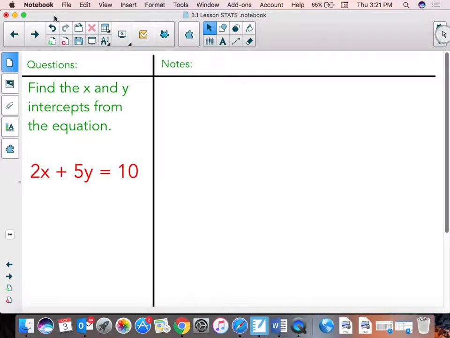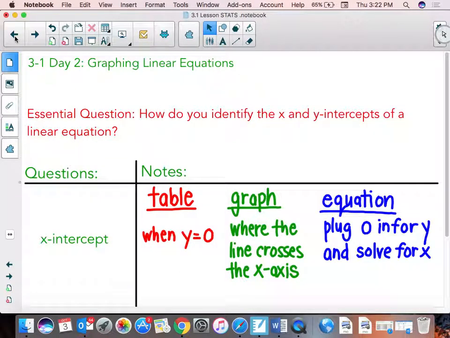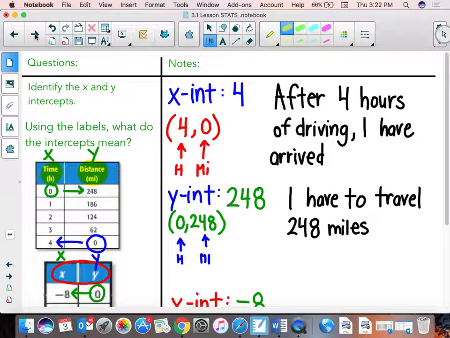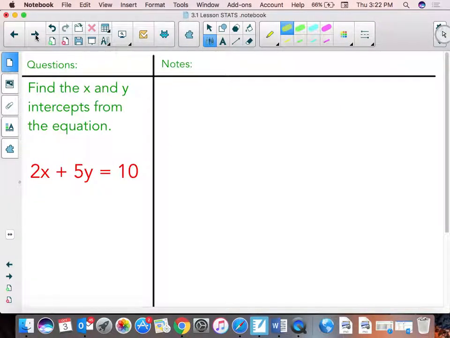So it says find the x and y intercepts from the equation. So let's go back to our first slide where it said equation. For the x-intercept, we have to plug 0 in for y and solve for x. So similar trend here. You'll notice with the vocab, the x-intercept is always when y is 0. Plug 0 in for y. So let's plug 0 in for y. So this would be to find the x-intercept. We are plugging 0 in for y.